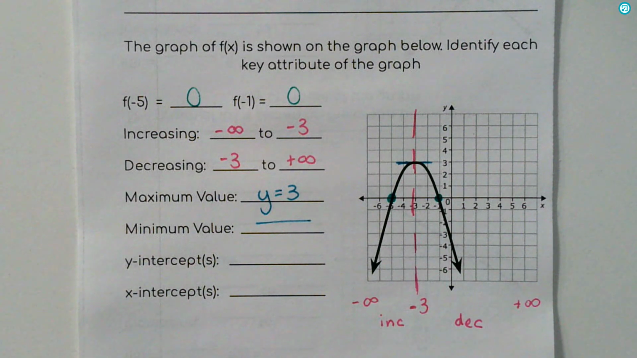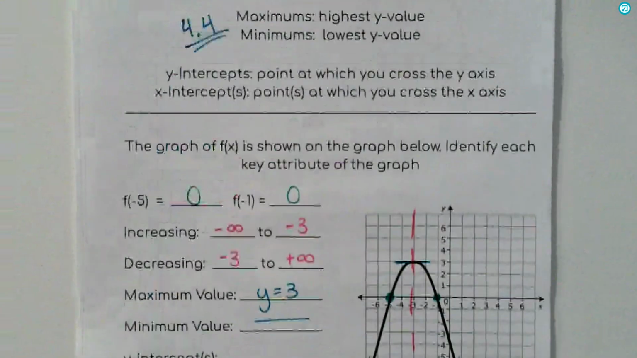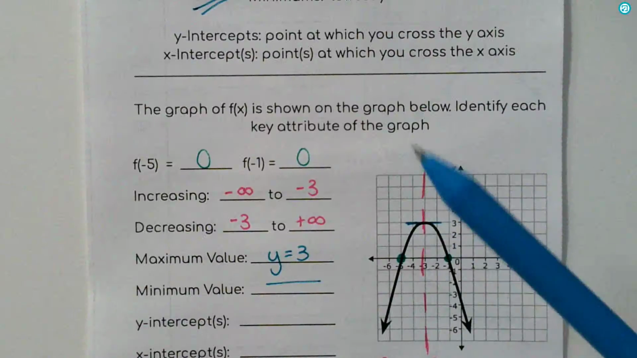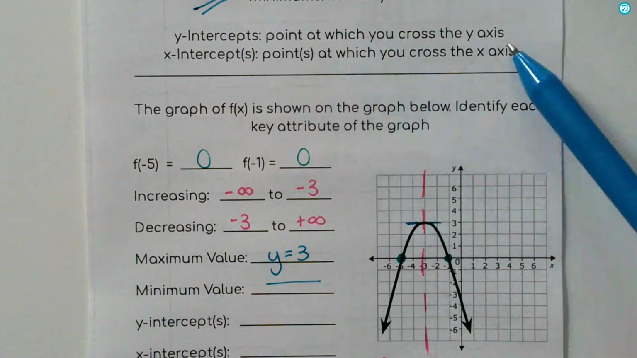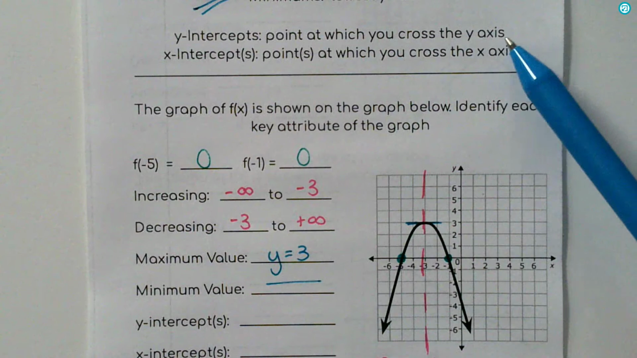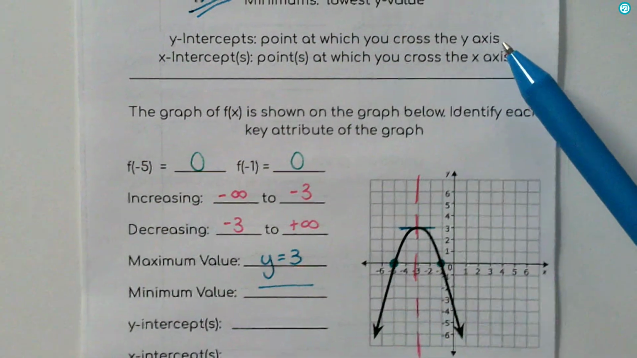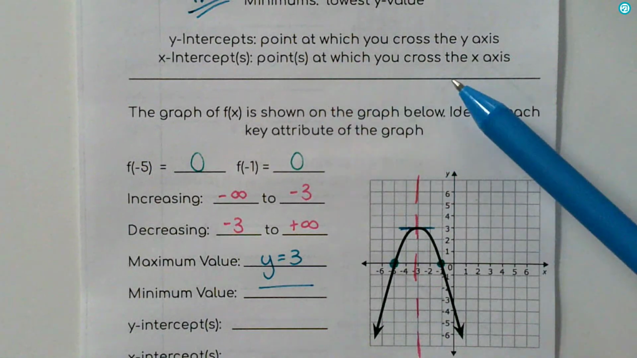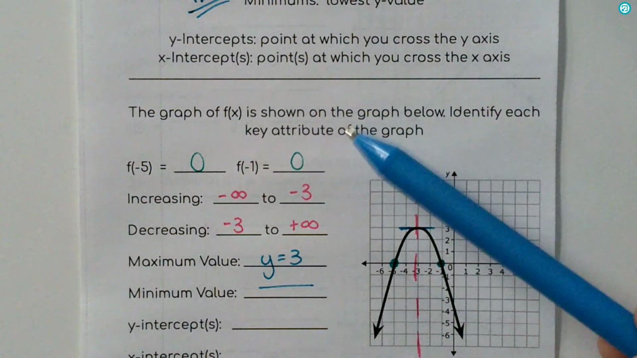Okay, last thing that we've got is y-intercepts and x-intercepts. Y-intercepts, which we did way back when we did slope-intercept form, is the point at which you cross the y-axis. We're only going to ever cross the y-axis once because all of these are functions. X-intercepts are the points at which you cross the x-axis. Sometimes we'll cross the x-axis more than once.